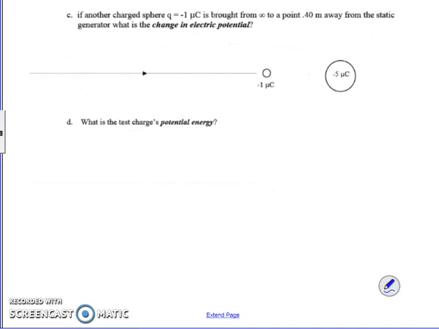So I've got our 5 microcoulomb charge here. That's our field charge, big Q. And now what we're going to do is bring in a test charge, a negative 1 microcoulomb test charge. And we're going to bring it from infinity, in other words, really far away, to a point 0.40 meters away. So from here to here is 0.40 meters, okay, and it started way out here at infinity.